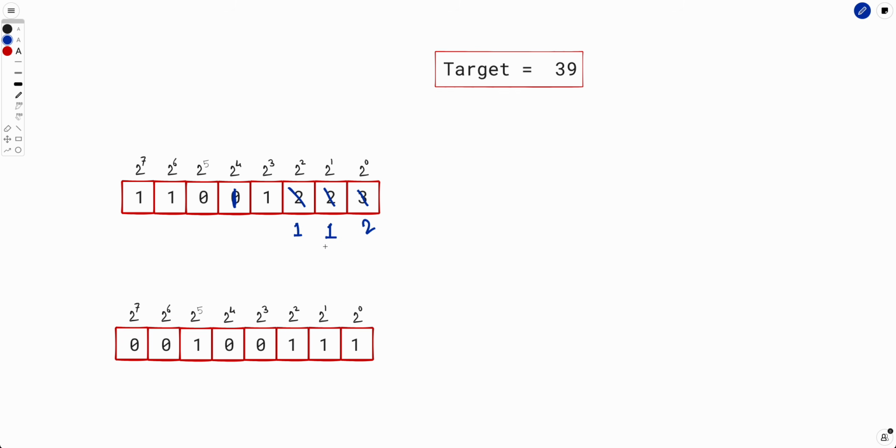Now if you sum them all up, you will have 2 of 2 power 0, so 2 into 1 which is 2, 1 of 2 power 1, so you have 2, you have 1 of 2 power 2, so 1 times 4 which is 4, you have 1 of 2 power 3 which is 8, and you have 1 of 2 power 4 which is 16, and if you sum them all up they come to exactly 32, right?